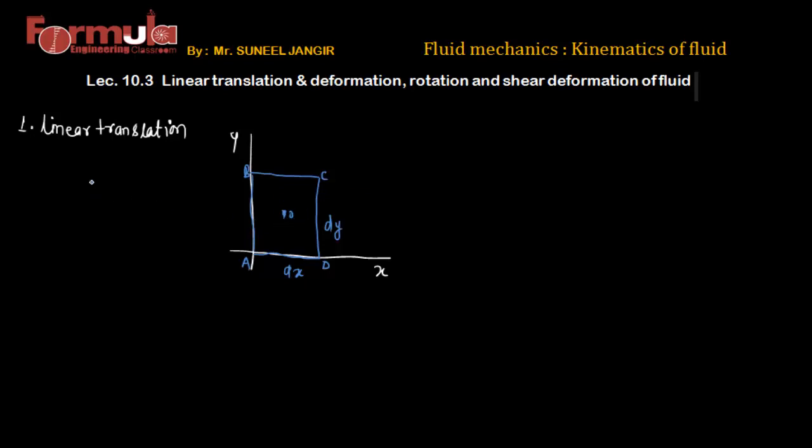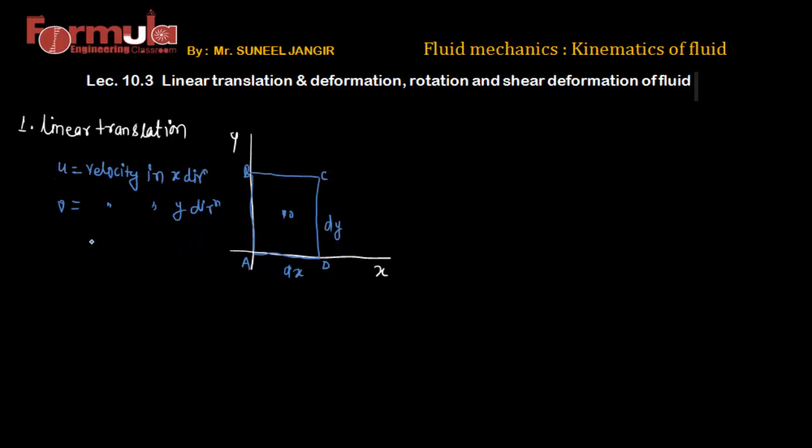We are saying u is the velocity in x direction, and v is the velocity in y direction. I suggest you make notes of this topic, because mostly books are not clarifying all these things. So it's better to make notes of this topic. So we are defining u is the velocity in x direction and v is the velocity in y direction.